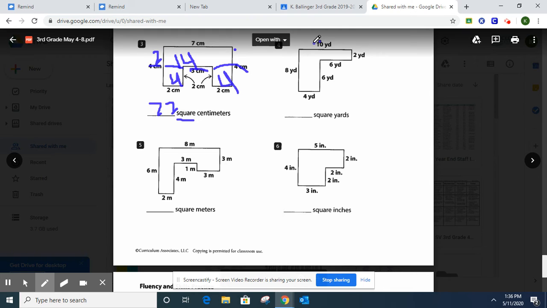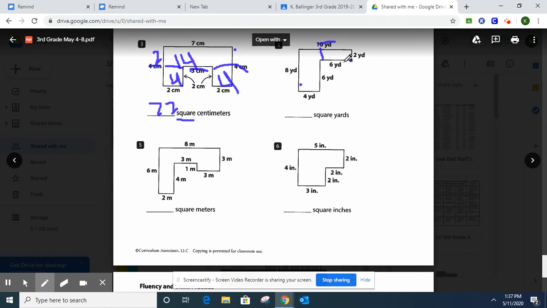Let's see. Trying to think which way is the easiest. So if I break it right here, I could go 6 times 2, and then this is going to be 4. Oh yeah, that one's going to be the easiest because I've got my measures. If I break it apart there, oops, well, let me fix that. Okay, better. Let me break it apart here, and then I don't need the 10.